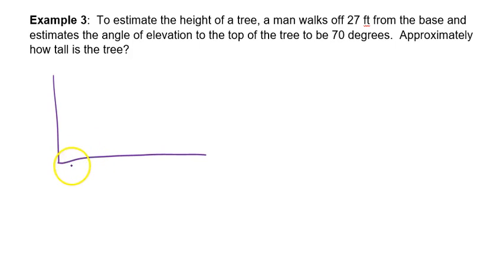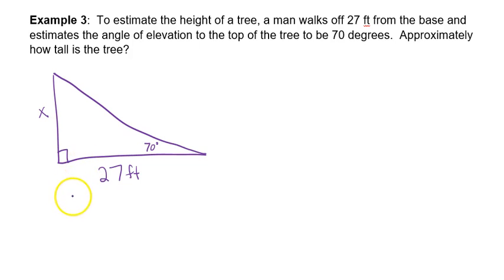And the guy has walked 27 feet from the tree, and he's looking up because it says angle of elevation, and he's estimating that to be 70 degrees. Now obviously I am not drawn to scale here. What we are trying to find is how tall the tree is. So I'm going to put the X on the tree because that's what I don't know. And then we're going to assume that the tree makes a 90-degree angle with the ground.